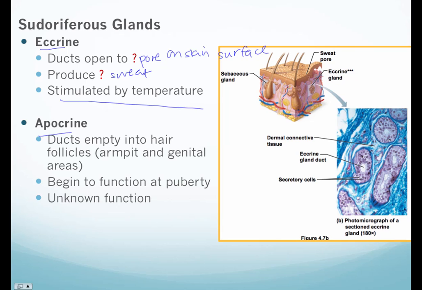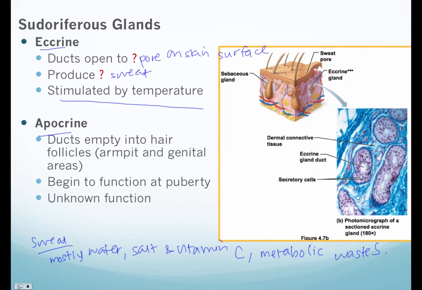Now, what's inside this sweat? Well, sweat is composed of a couple of things. It's composed mostly of water. It does have some salt and vitamin C, and it has some metabolic wastes. Okay. Other things that we can do about sweat. So sweat, in addition to regulating body temperature, has another function: its acidic nature can help inhibit bacterial growth.